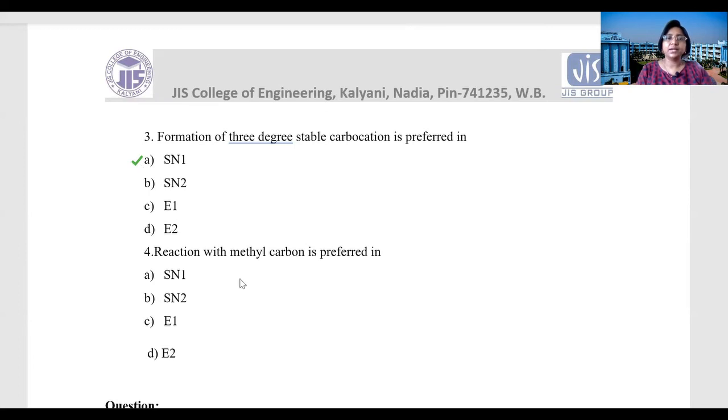So the answer will be SN1 reaction. Next, the reaction with methyl carbon is preferred in which reaction? SN1, SN2, E1 and E2. So it will be SN2.